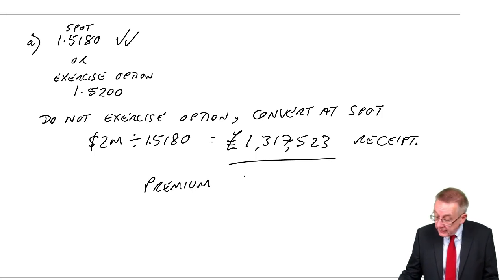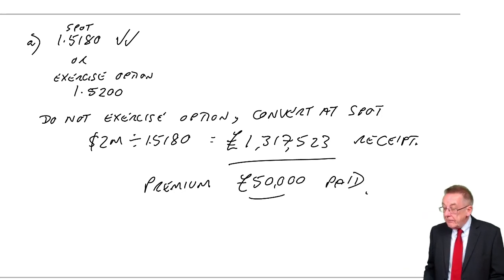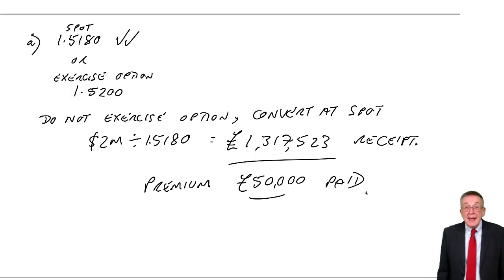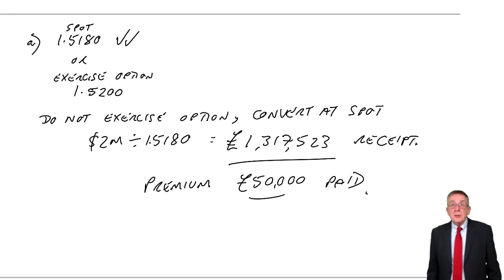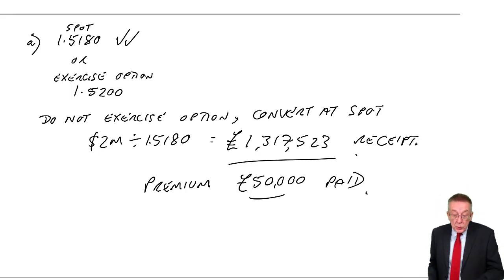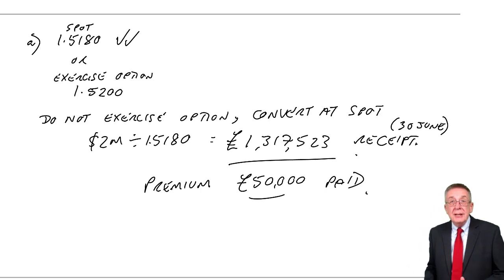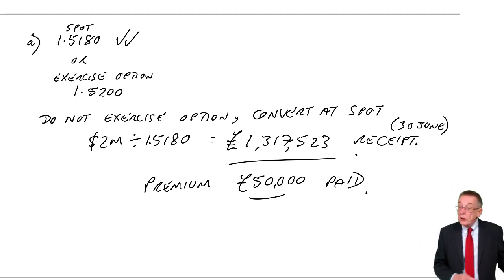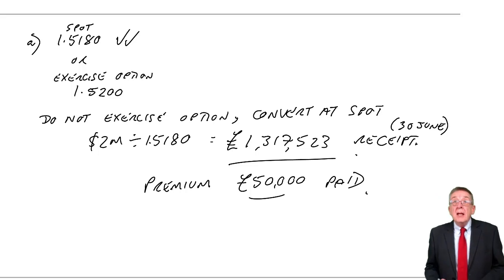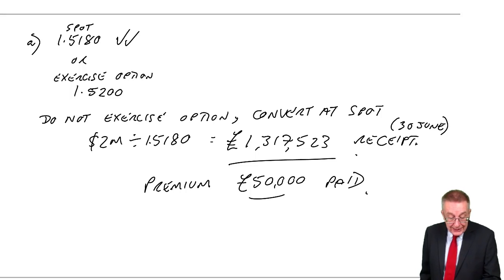We'd have had to pay, how much was it? 50,000. Even though we're not using it, you still have to pay the money to have had that right. One small point, which I doubt will be relevant in F9, but the receipt itself is only on the date of the receipt, 30th of June. It's only on the 30th of June that you make the decision and that you actually get the cash, or if you were paying, pay the cash. The premium, though, was paid right at the beginning when you first bought the option.